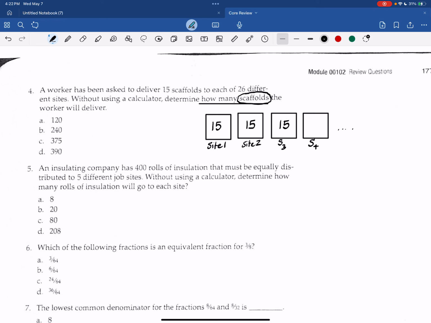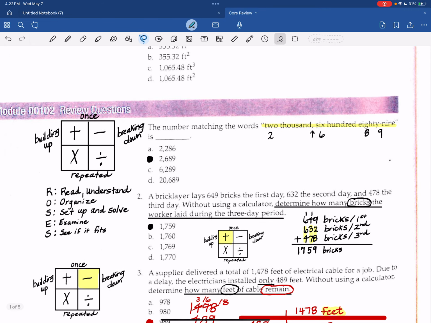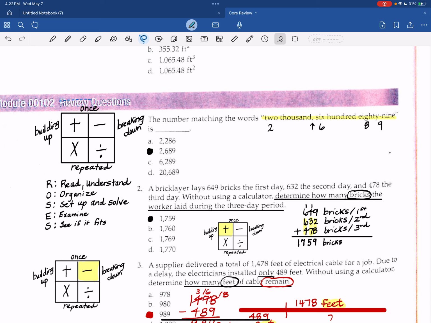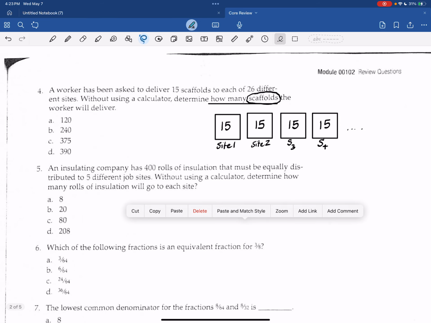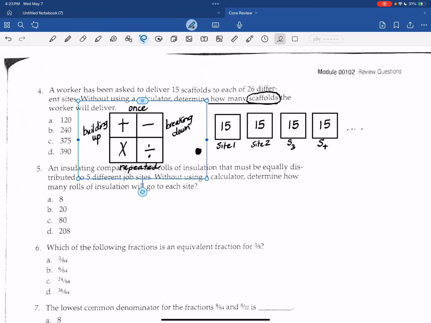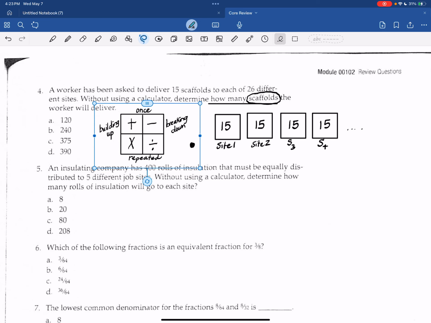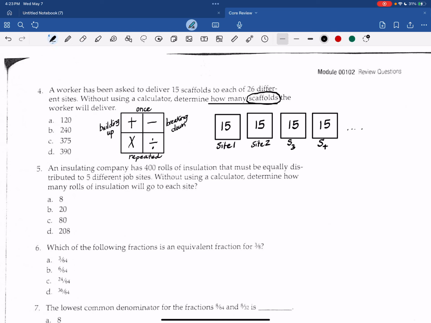So clearly, we are building up. And let me put that, oh no, I messed up. Let me go back and get my building up, breaking down. I'm going to have to charge my pen very soon. It just gave me the alert that it is dying. So, okay. Think it through. You're building up. Are you doing it once or repetitively? You're doing it repetitively. So this time you are going to multiply.